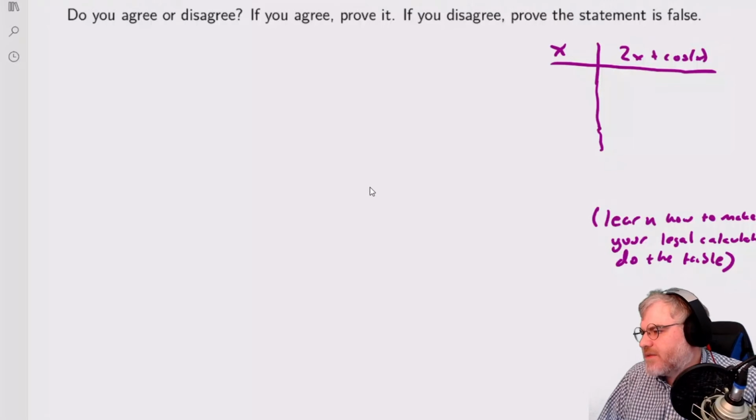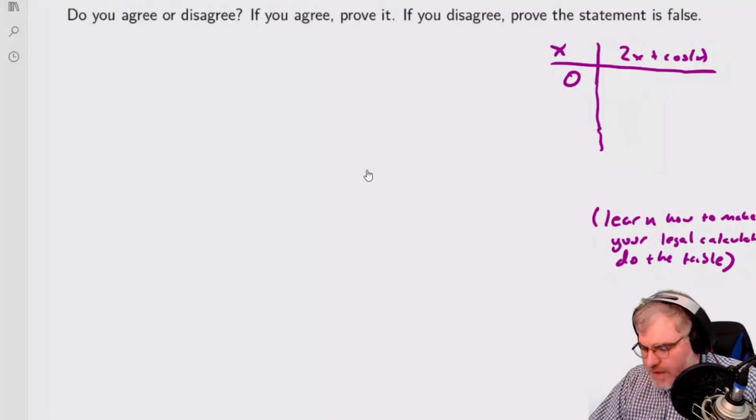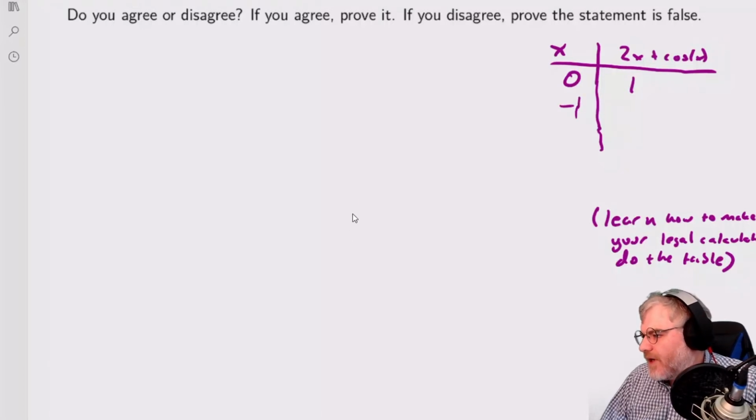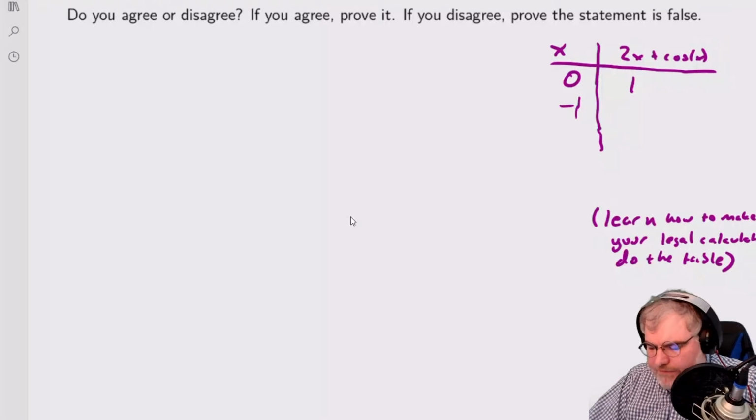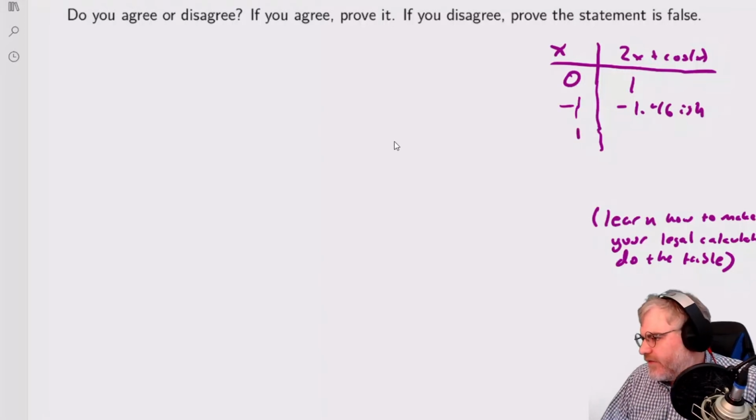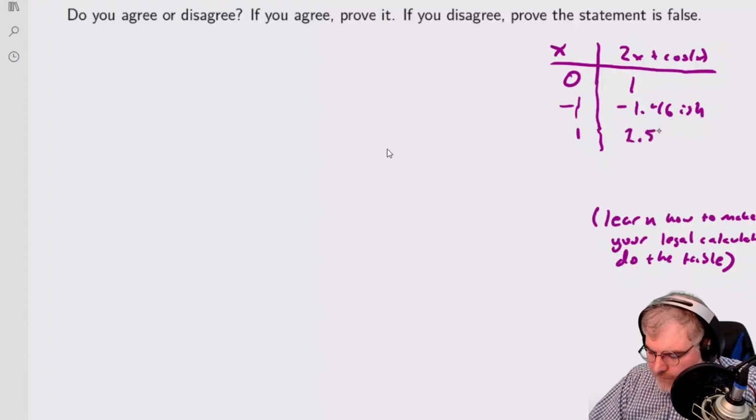Okay, and I'm just going to throw in some quick values, right? So if x is 0, I'm going to wind up with 2x plus cosine of x. That's going to be about exactly 1. Then if I have x is -1, I'm going to wind up with like negative 4.6-ish, right? If I throw in 1 on this thing, I'm going to have like 2.54-ish. Right, so what I do is I just throw in a bunch of stuff here. And maybe I'll do the 2's.